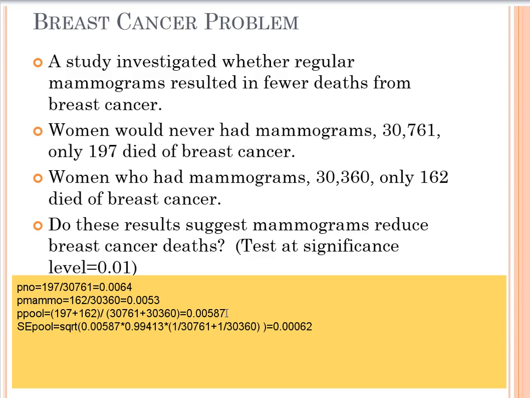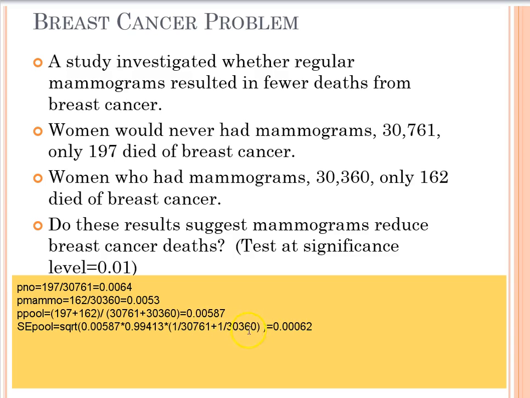We're going to use this pooled proportion to generate our standard error. Again, that's just the square root of that pooled proportion times 1 minus the pooled proportion. That's how I got 0.99413, which is 1 minus 0.00587. Then we want to account for the sample size, so we're going to do 1 over the sample of women who had never had mammograms plus 1 over the sample of women who have had mammograms.